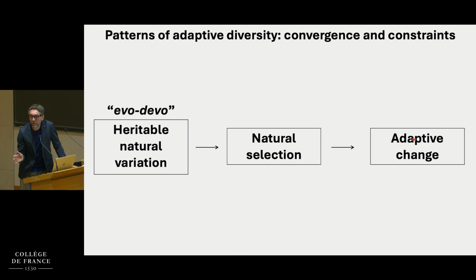At the same time, going back to this convergence, if developmental mechanisms show a bias, a trend to produce a certain type of variation, it will be much more often offered to natural selection to act upon, and the chances for it to be present at the right time and right place under the right ecological conditions are much higher.